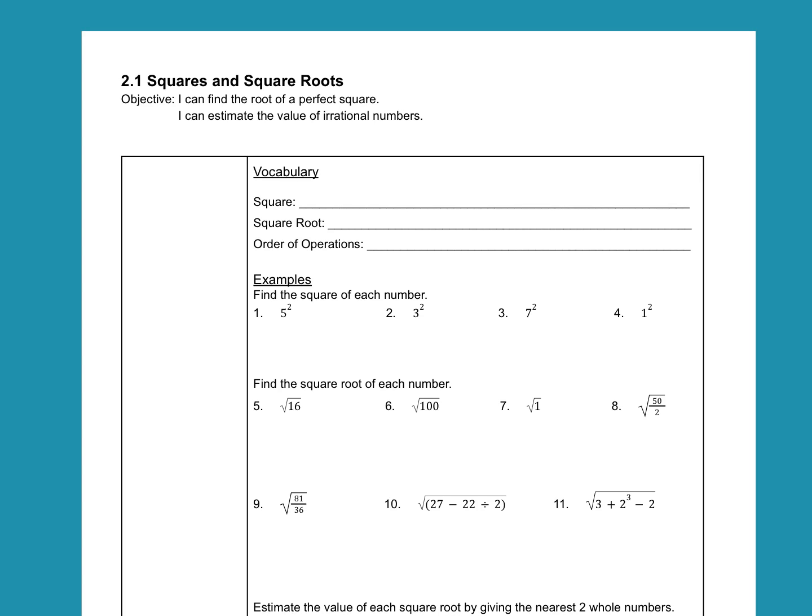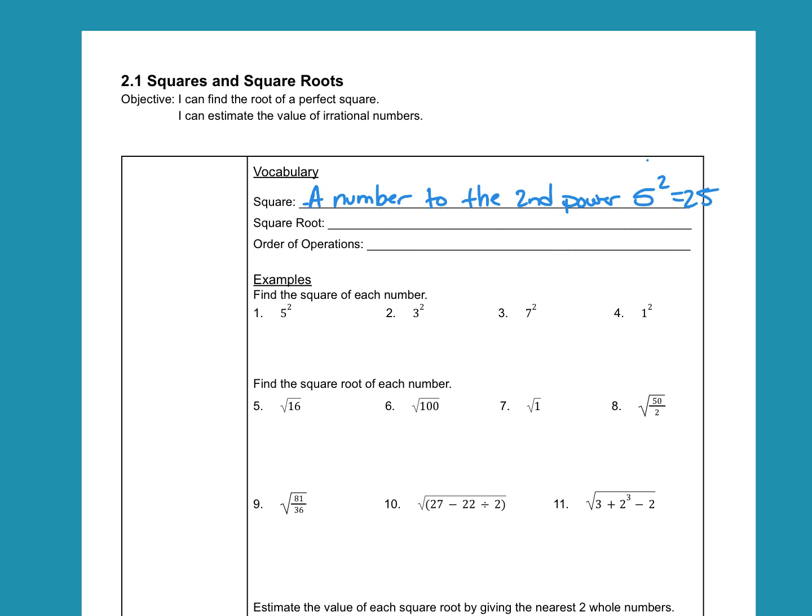Okay, before we get into the lesson on squares and square roots, let's review a few things. When we talk about the square of a number or a perfect square, that means we have a number to the second power. So that would be like 5 to the second power, which is 25, is a square number or a squared number. And then a square root is the opposite of that.